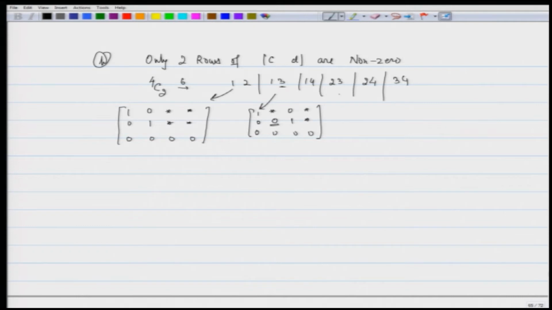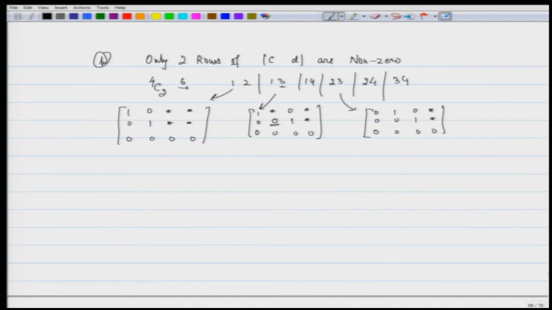Similarly, for this entry 2, 3, look at it, the last one has to be 0. Here there is a 0, because there is no pivot in the first column. In the second column there is a pivot, and in the third column there is a pivot here. And I do not know what they are. These are the choices that I have.